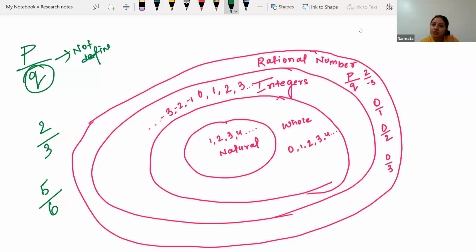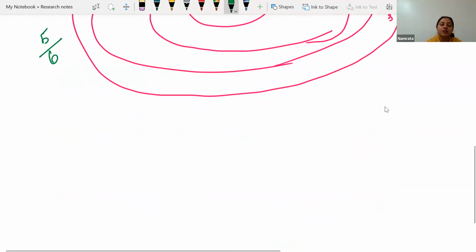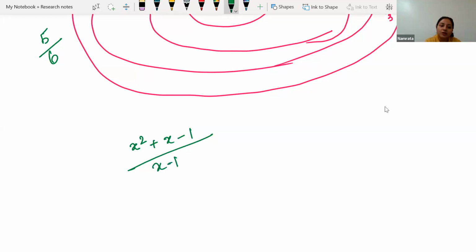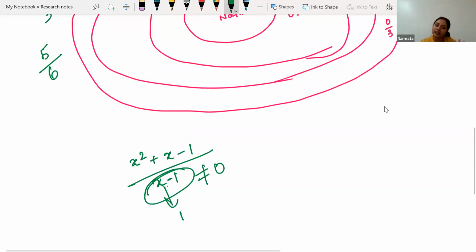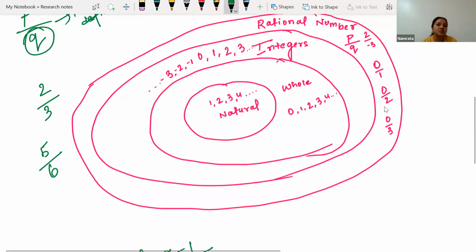Not only for this number, even when you go to higher classes and have an expression like x square plus x minus 1 over x minus 1, there also we will say the denominator should not be 0. The x value 1, which makes the denominator 0, we are not going to accept, because that value makes the denominator 0. So the denominator in mathematics can't be 0, not only for numbers but anywhere. That's why, in the definition of the rational number, we say the denominator should not be 0. From here we start the discussion and it will keep on going.